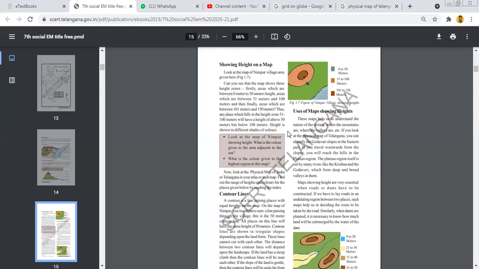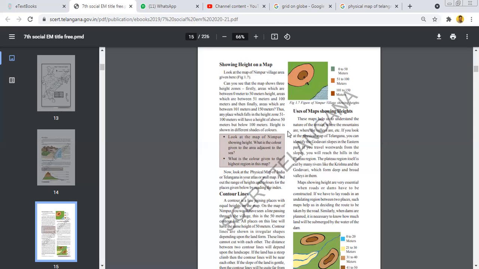Clear? So first one is, sometimes we use symbols and colors to show that. Physical maps, especially to show the heights, to show the minerals, to show the population. So for every purpose, we can use the shades. So shades explain the feature of the particular aspect.